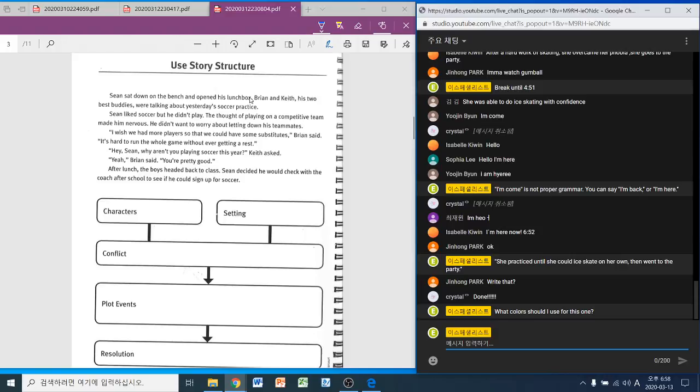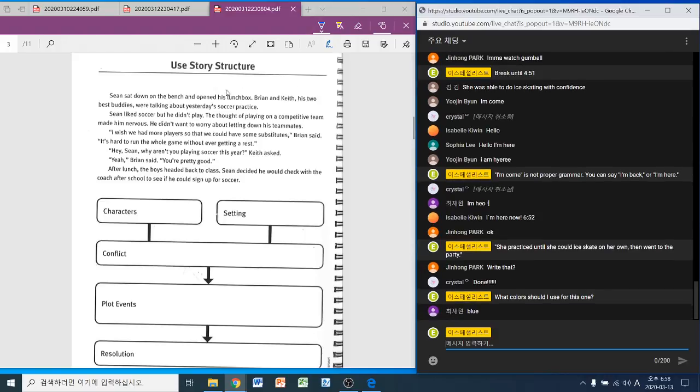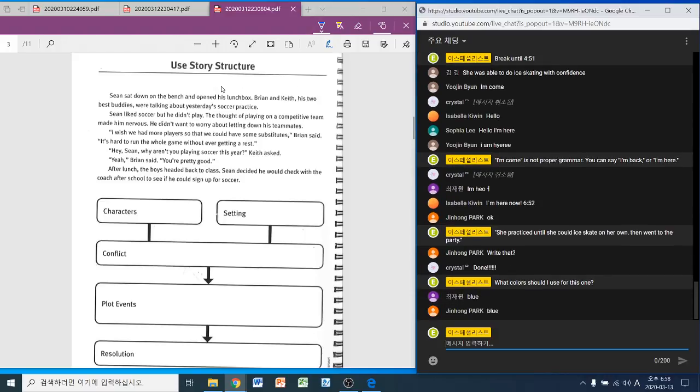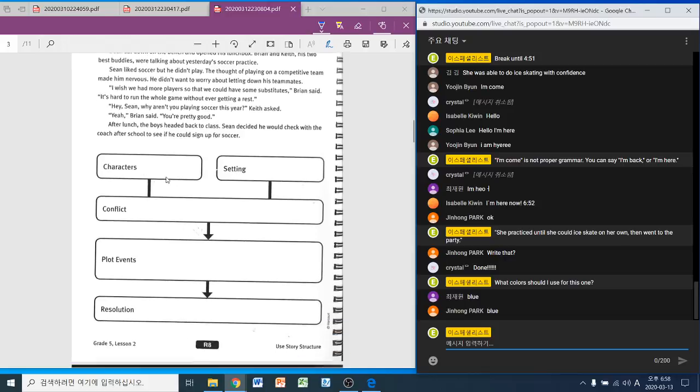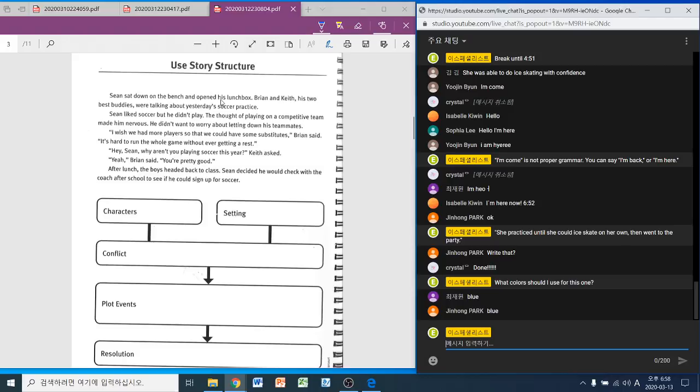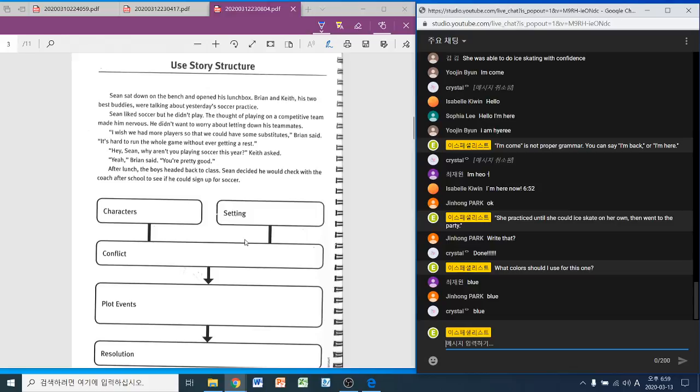So answer, and then I'm going to read, right? Using story structure here. I'm going to read this, and then we're going to do this together. So, I'll read it. Remember, I want you to read along out loud while I am reading. This is important. It will help you. Okay? So let's read together.